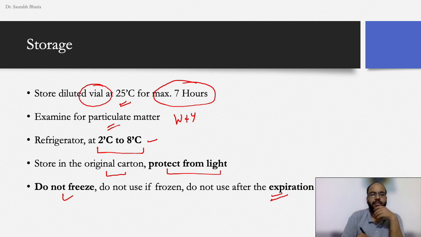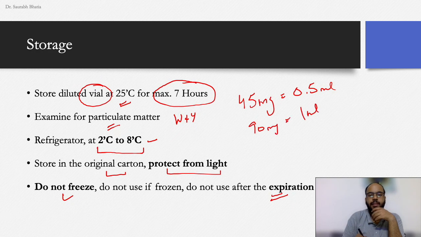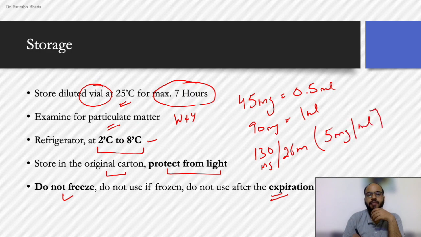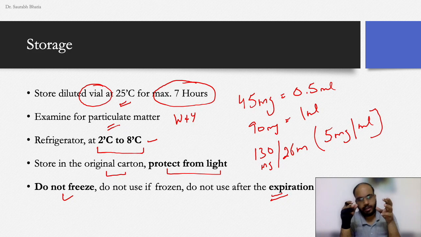If the pre-filled syringe is of 45 milligram, it will have 0.5 ml, and if it is of 90 milligram, then it will have 1 ml. The vial comes as 130 milligram per 26 ml. That is, the concentration comes to about 5 milligram per ml. If you're using a vial, I don't think you'll get access to a vial anytime, but theoretically, the concentration of the vial is 5 milligram per ml. So if you have to give 45 milligram, you have to take 9 ml and inject subcutaneously.